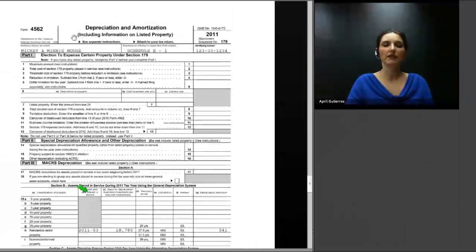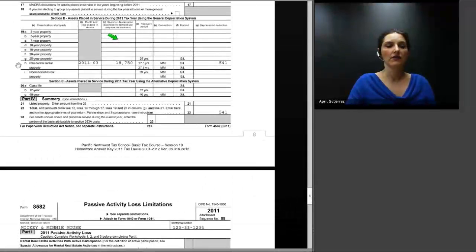And here is Mickey and Minnie's 4562. You can see that we're saying that the 4562 is carrying to Schedule E. And down on line 19H, we enter the cost in the property, $18,780. 27.5-year property under the mid-month convention gives us $541 of first-year depreciation.